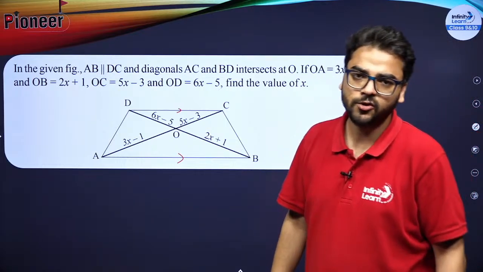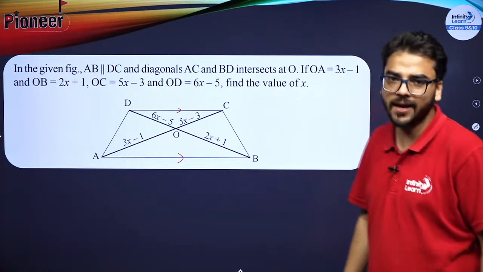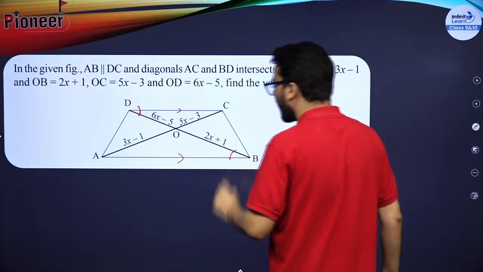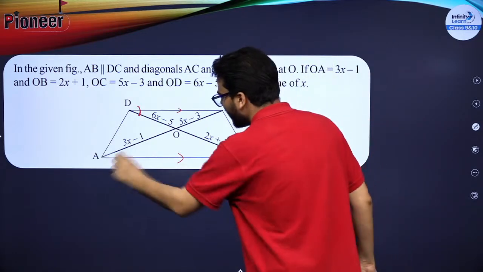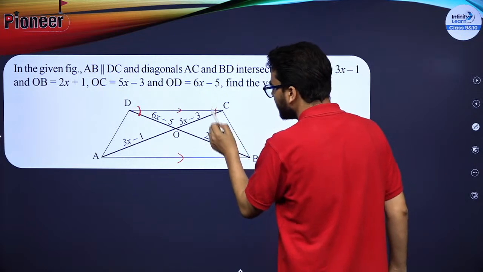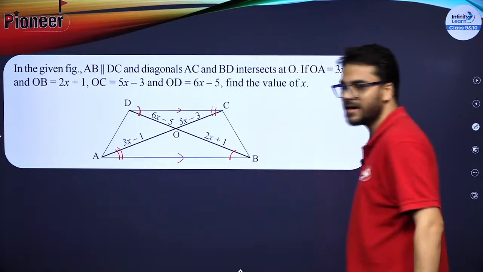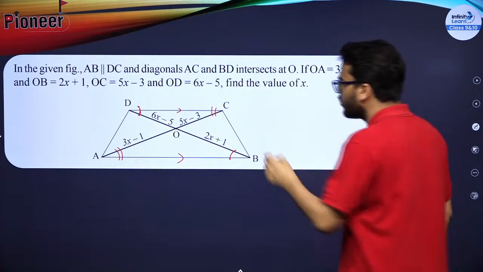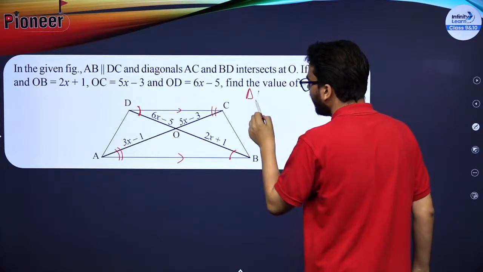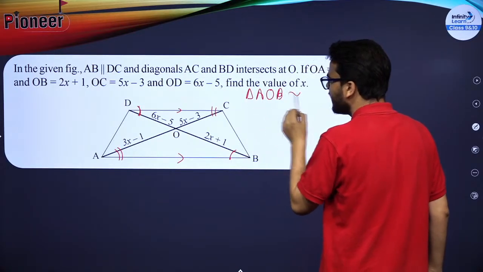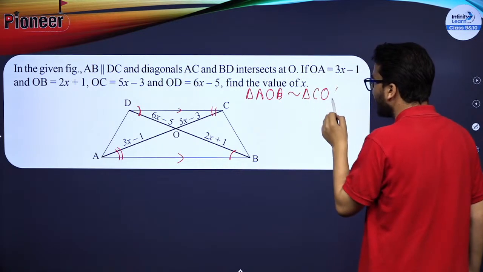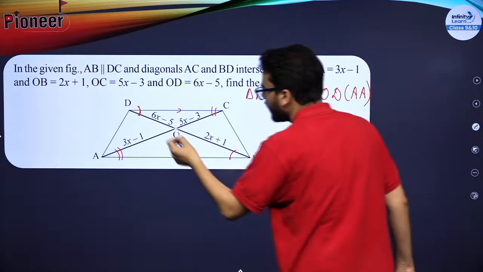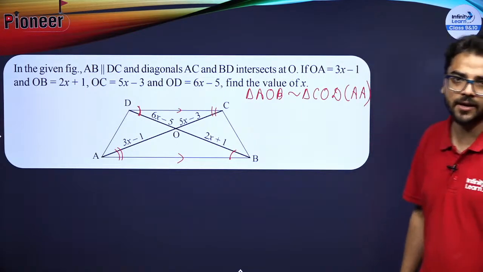That's it. So basically, can we use similarity of triangles again over here, guys? If you see, this angle is equal to this angle, alternate interior angles, because it is given that AB is parallel to CD. So can I not say over here that triangle AOB is similar to COD by AA similarity criterion? Can we say that AOB is similar to COD by AA similarity criterion over here?